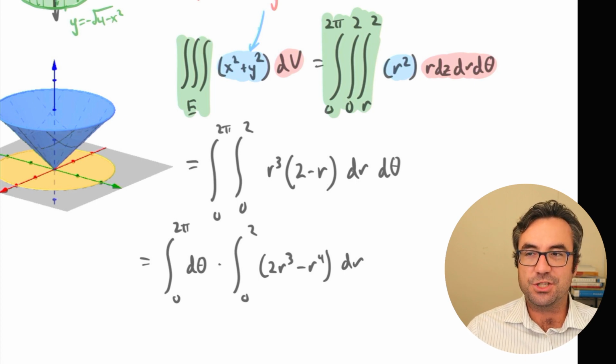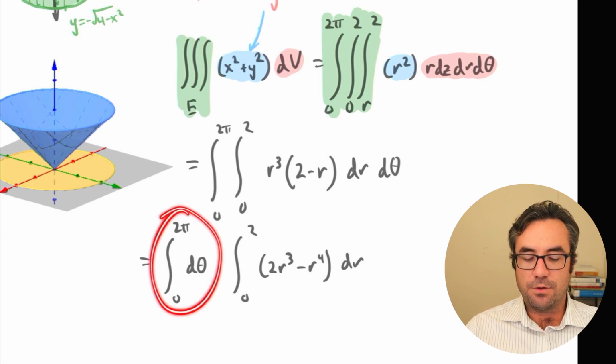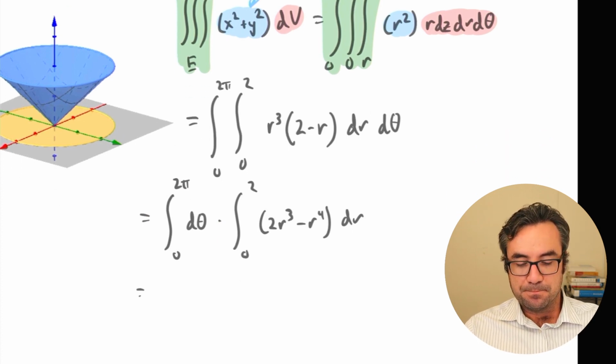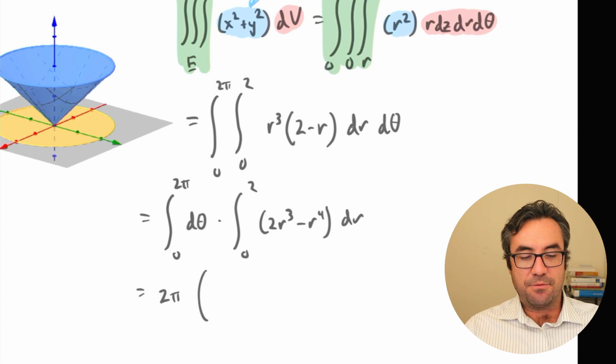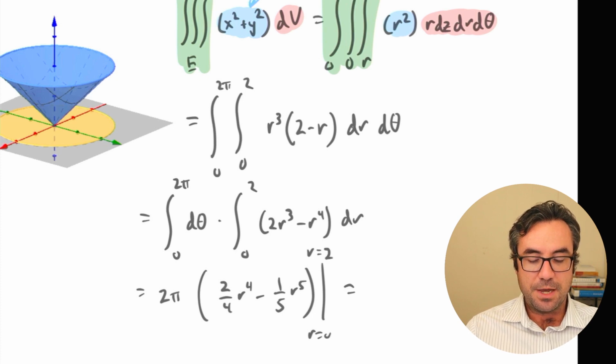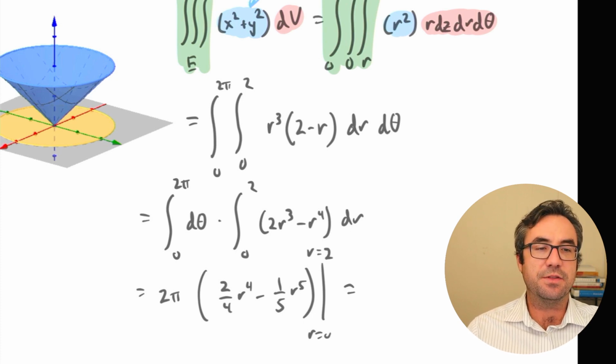And if we finish this up, the integral of d theta from 0 to 2 pi is just 2 pi. And then for the r terms, we end up with 2 over 4 r to the 4 minus 1 over 5 r to the 5. And then we're just evaluating that from r equals 0 to r equals 2. And if we do the evaluation and clean this up, we end up with 16 pi over 5.